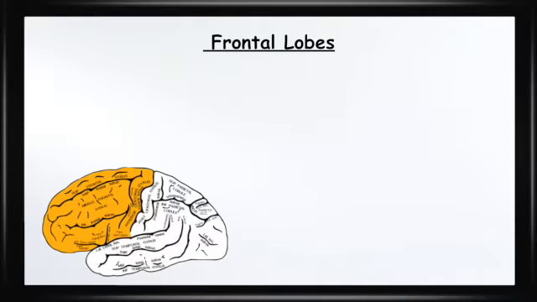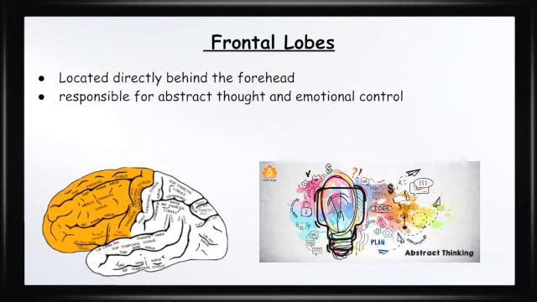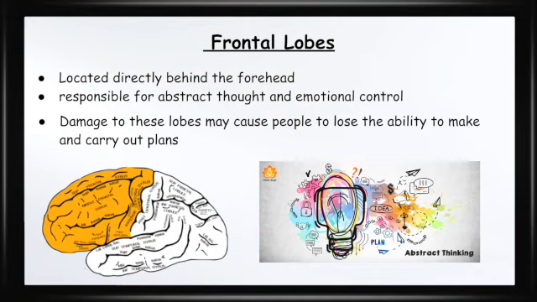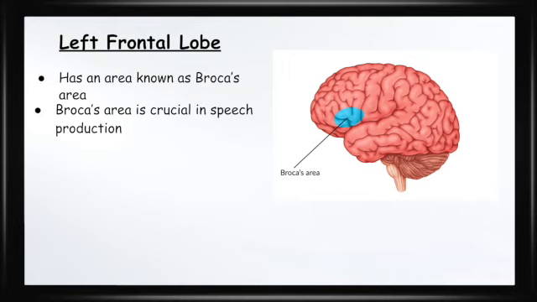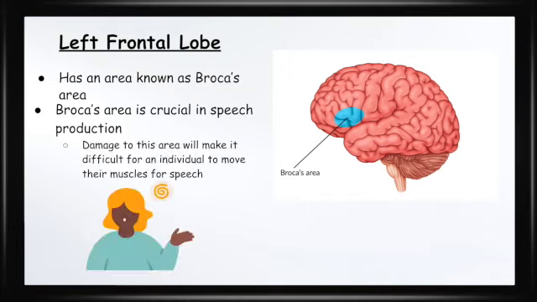The frontal lobes are located directly behind the forehead. They are the ones responsible for abstract thought and emotional control. Damage to these lobes may cause people to lose the ability to make and carry out plans. The left frontal lobe has an area known as Broca's area. Broca's area is crucial in speech production. Damage to this area will make it difficult for an individual to move their muscles for speech, but it will not inhibit their ability to understand speech.